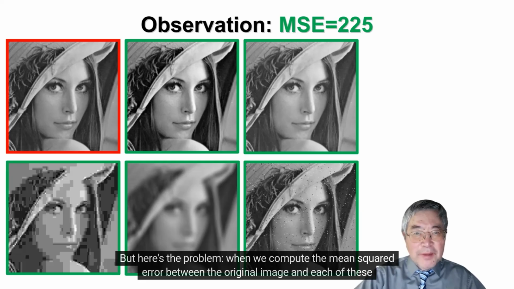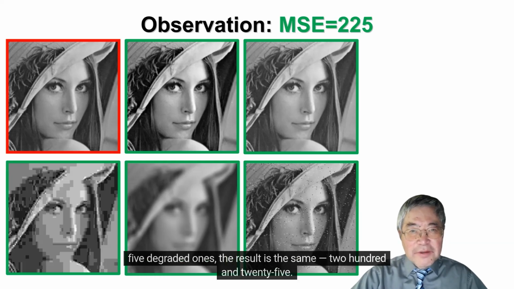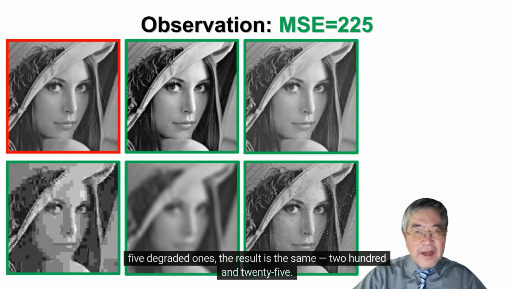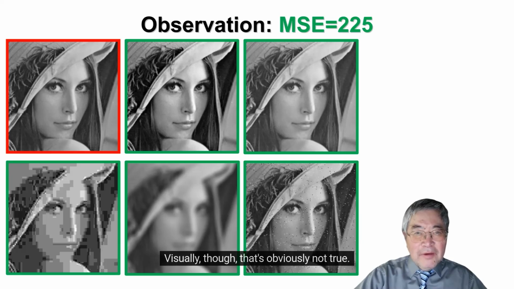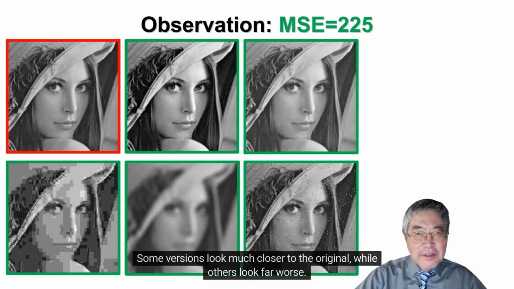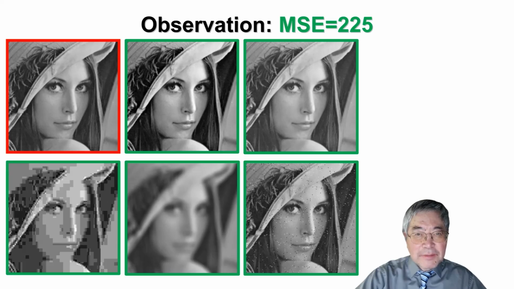But here's the problem. When we compute the mean squared error between the original image and each of these 5 degraded ones, the result is the same, 225. Mathematically, MSE tells us they are equally different from the original. Visually, though, that's obviously not true. Some versions look much closer to the original, while others look far worse. Our eyes immediately pick up those differences, but MSE cannot.